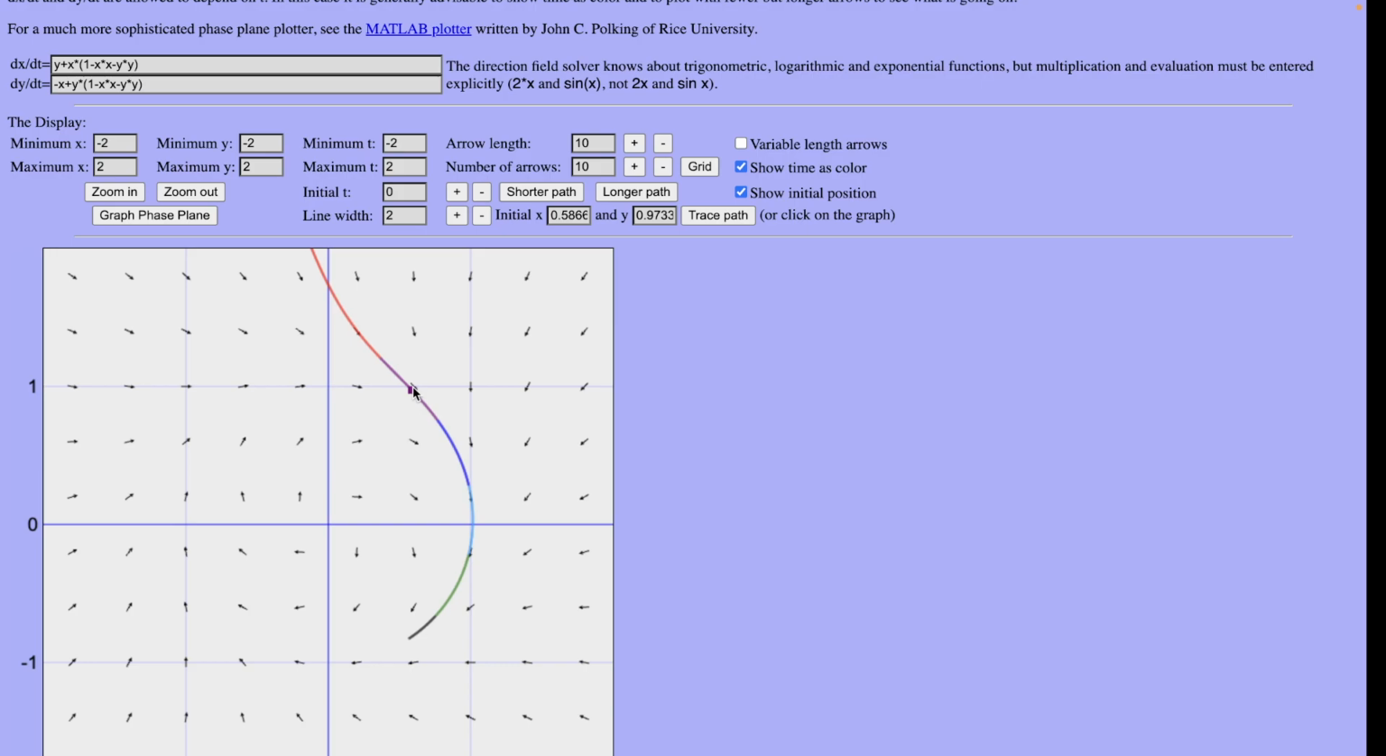Suppose this point is t0, the initial time t0. So from t0 to plus infinity, this path is C plus, and on this trajectory, from minus infinity to t0, this path is C minus, and the whole trajectory is C.